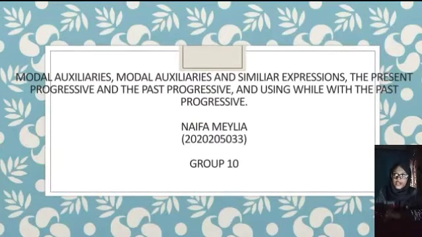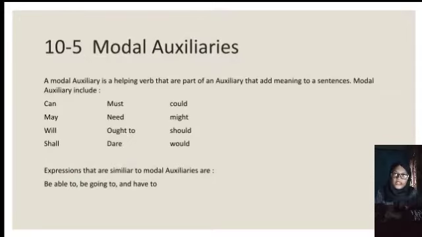So let's get started. First, there is modal auxiliary. A modal auxiliary is a helping verb that is part of an auxiliary that adds meaning to a sentence. Modal auxiliaries include can, may, will, shall, must, need, ought to, dare, could, might, should, and would. Example, Anita will go to class. Expressions that are similar to modal auxiliary are be able to, be going to, and have to. Example, Anita is able to go to class.